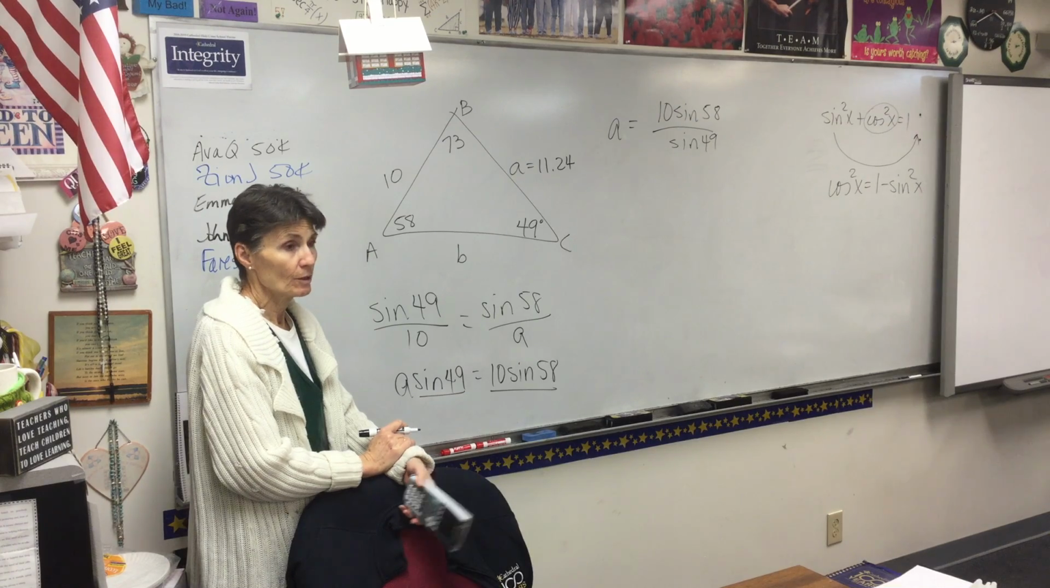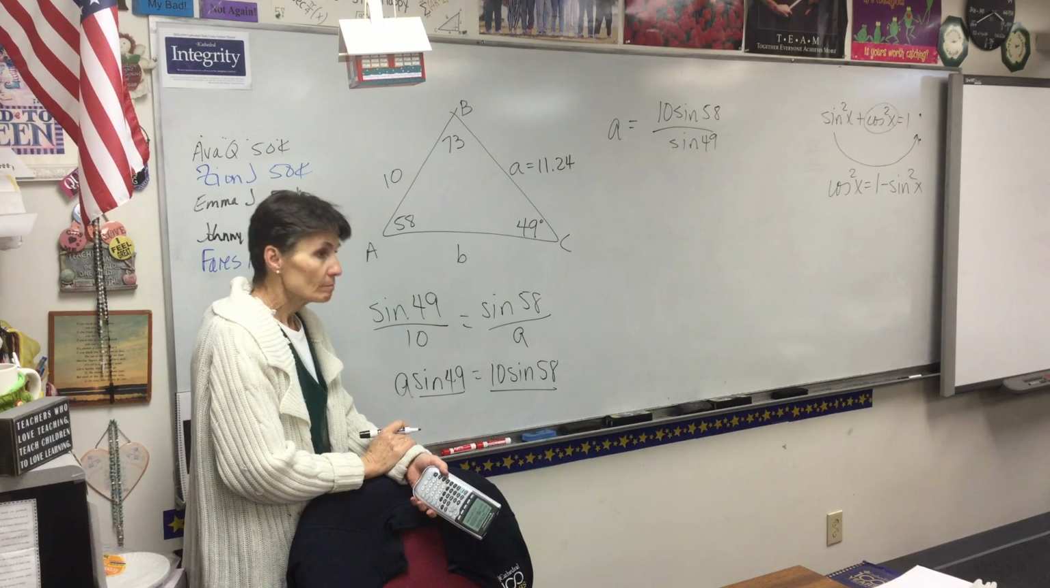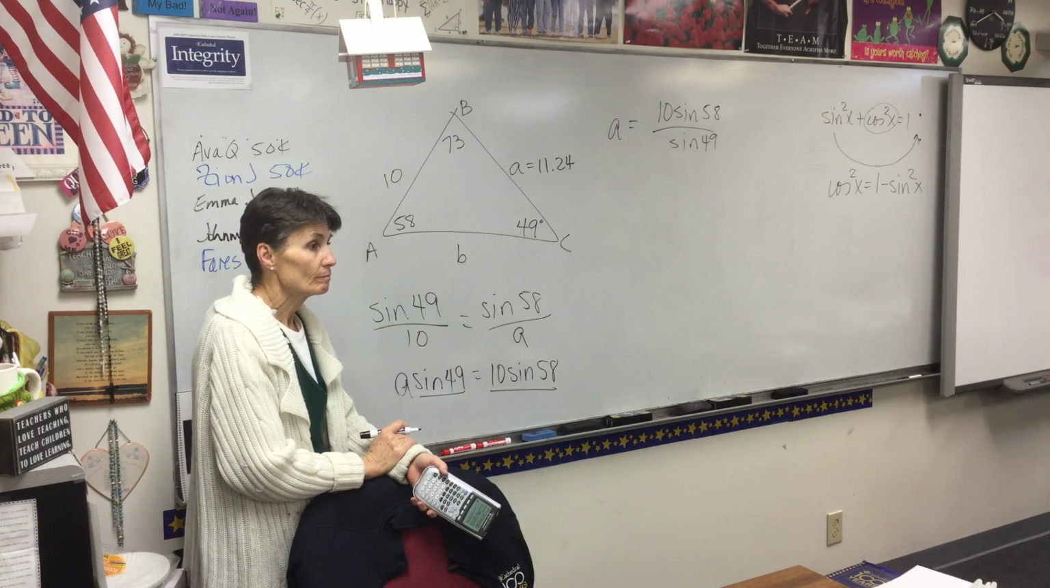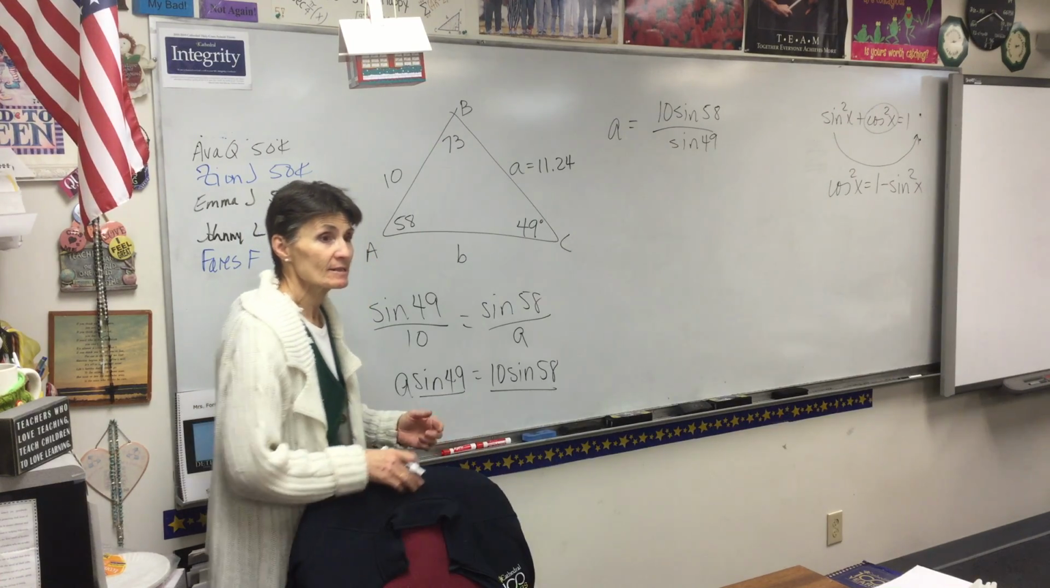All right, now what? Who knows? Sine 49 over 10 equals sine 73 over b. Yeah, we do exactly the same thing, right?